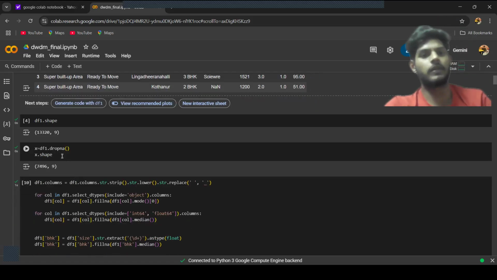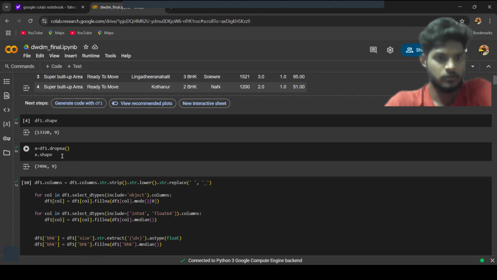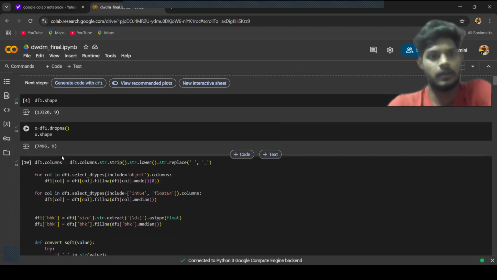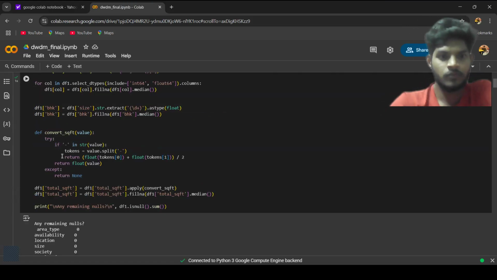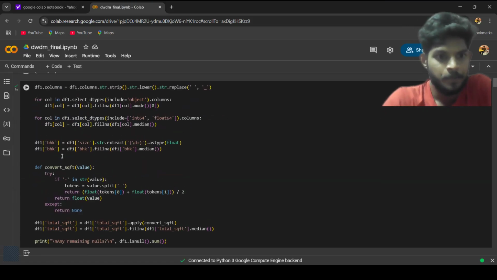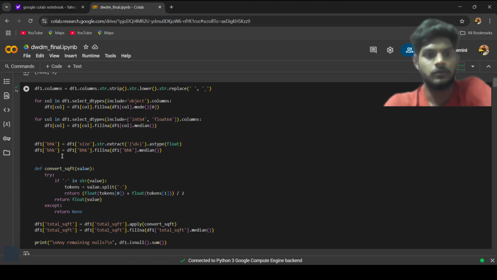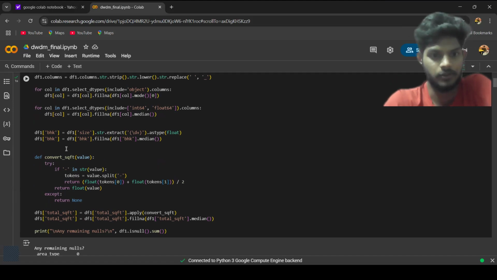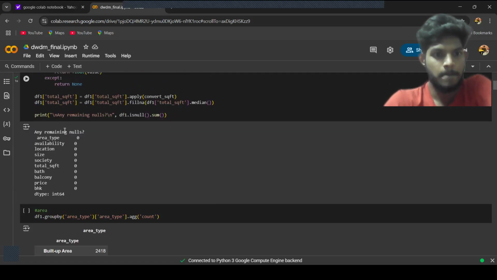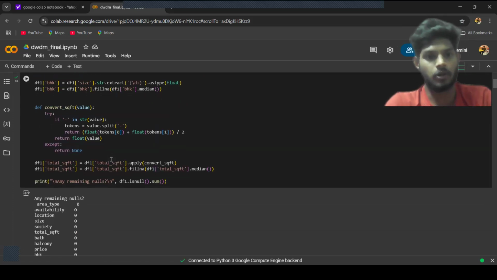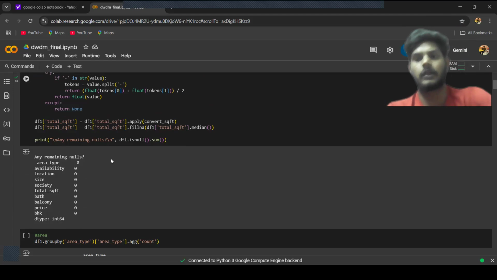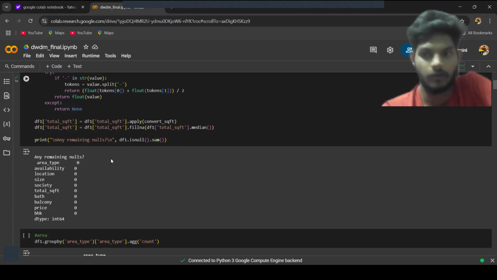Here we are dropping the null values, so nearly 5,000 rows are dropped. Here we are converting the value into square footage, and checking how many null values there are. Now the total contains no null values.